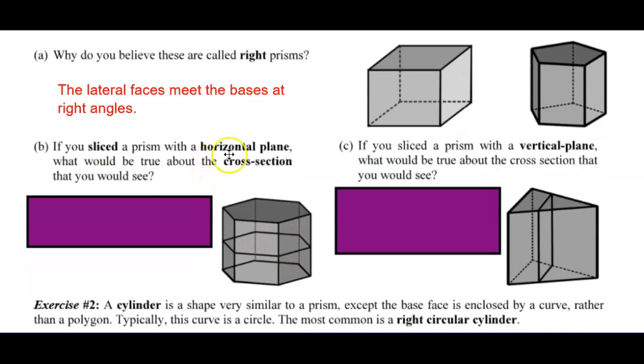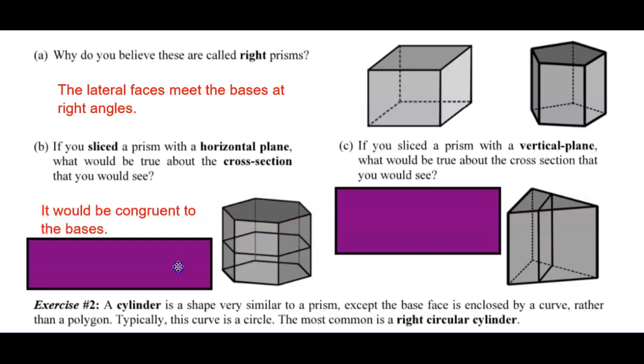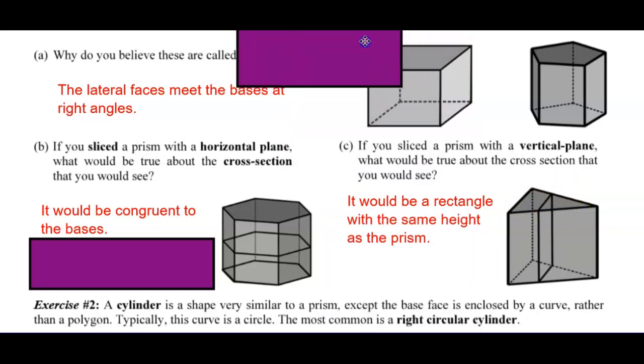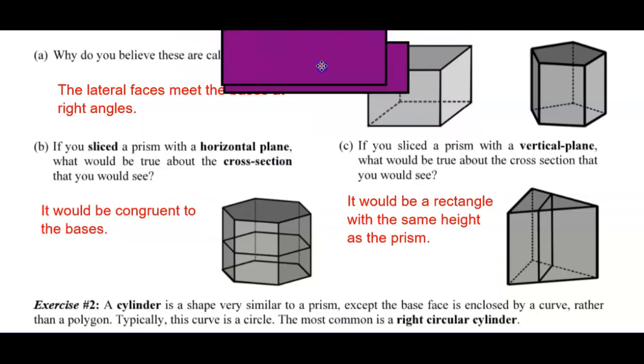So if you slice the prism with a horizontal plane, just think about slicing it straight across the middle, what would be true about the cross section? You could take this hexagonal prism to try to understand it, but look at the hexagon on the inside compared to the ones on the outside. And it's going to be congruent to those bases as long as you slice it parallel. If you slice it vertically, what we're going to end up with is a rectangle that's the same height as the prism. It'll always be a rectangle if you slice down vertically. All right, so those 2 cross sections, it depends on which way you cut it as to which kind of figure you get.